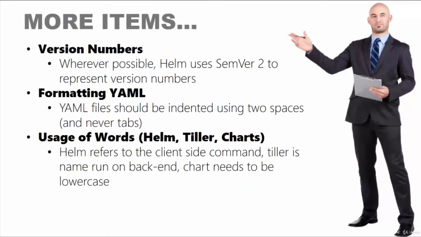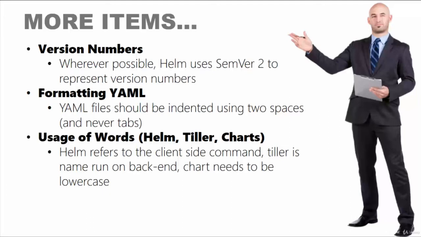Next, a few more items that I want to list out. Of course, there are several of them, and I'm going to show you where to go and look for yourself as homework and practice. Version numbers: if you want to follow best practice whenever possible, Helm uses SemVer 2, or version 2, to represent version numbers. The formatting of the YAML file should always be indented using 2 spaces and never tabs. This is fairly common. I've seen people, in my experience, always use tabs when creating the YAML file, and what should be done instead is indenting 2 spaces.